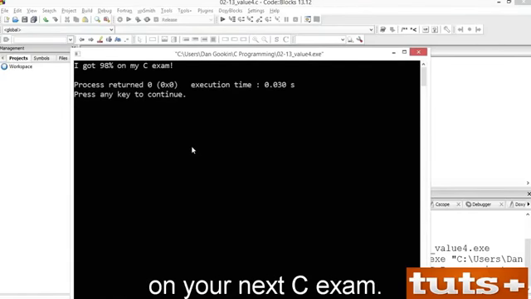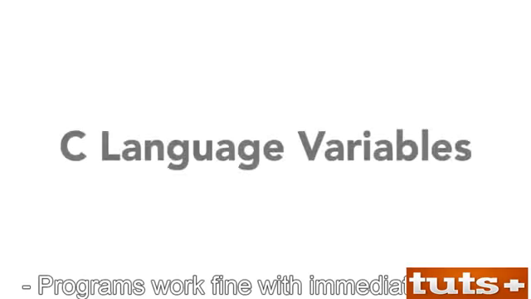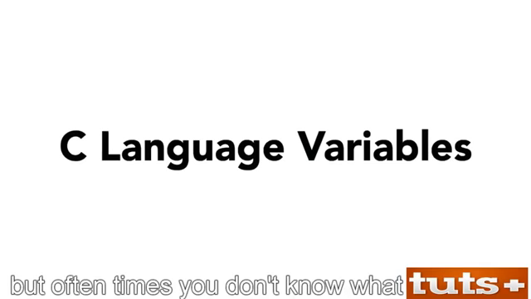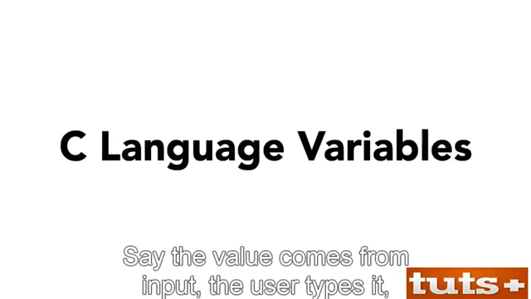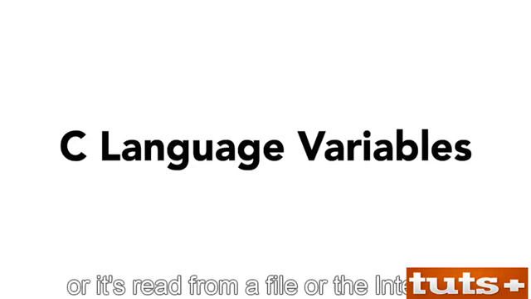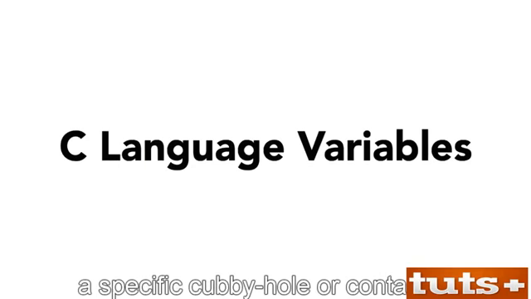Programs work fine with immediate values, but oftentimes you don't know what a value is. Say, the value comes from input. The user types it, or it's read from a file or the internet. To store such values, you need a specific cubbyhole or container. In programming, that container is known as a variable.